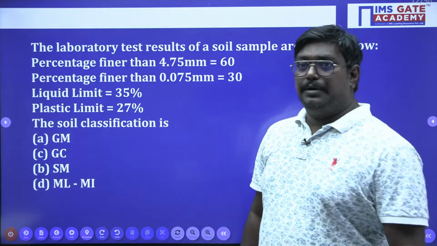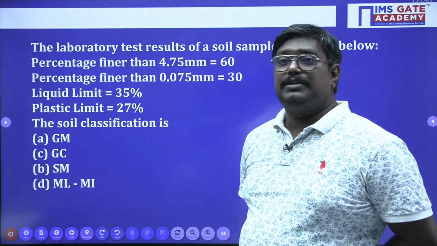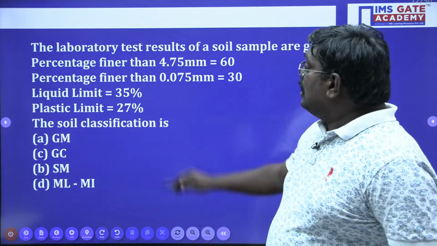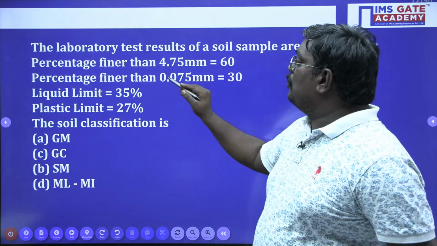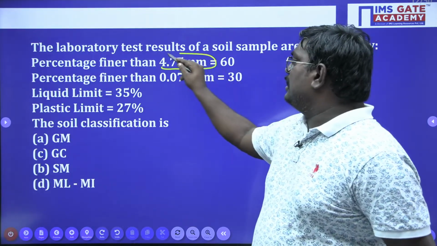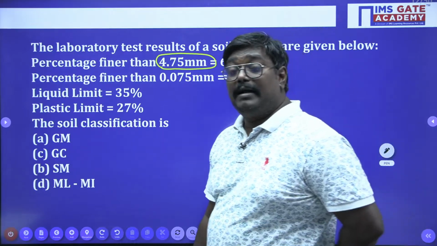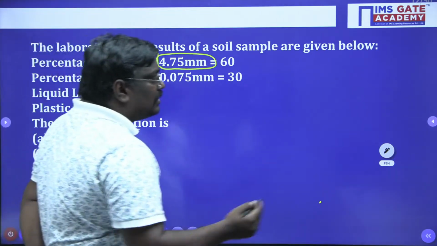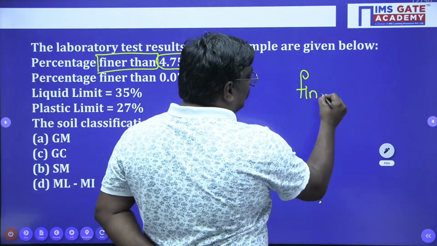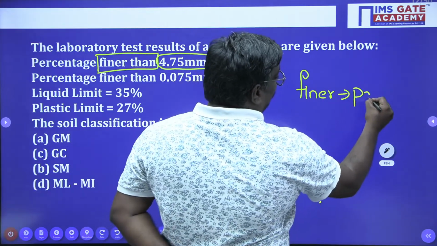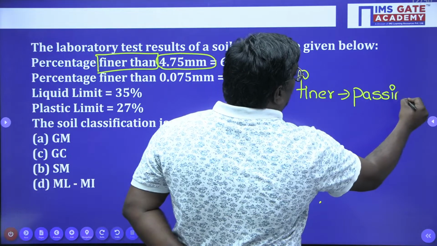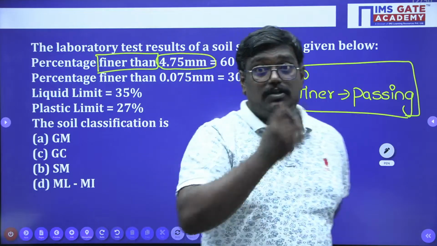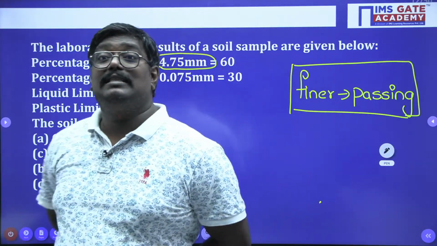Okay. Now see, the next question here is: the laboratory tests of a soil sample are given below. Percentage of soil finer than 4.75 mm. Now, my dear students, you will ask me, sir, what is the word finer? When they use the word finer, you should not confuse it. It is nothing but the amount of soil passing. How much soil is passing, that is nothing but the finer.